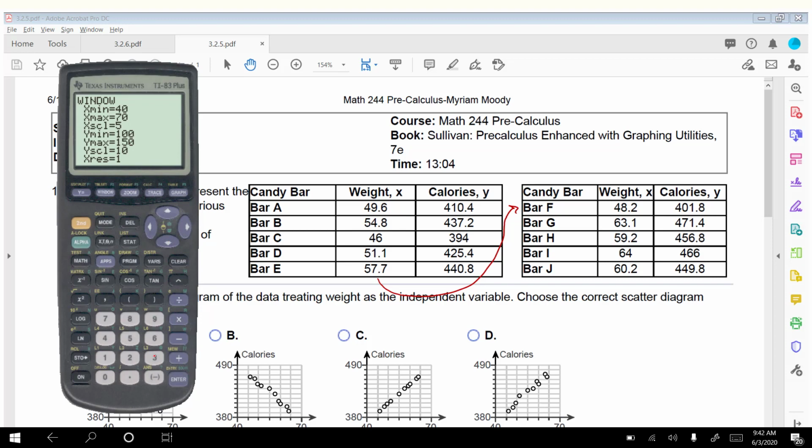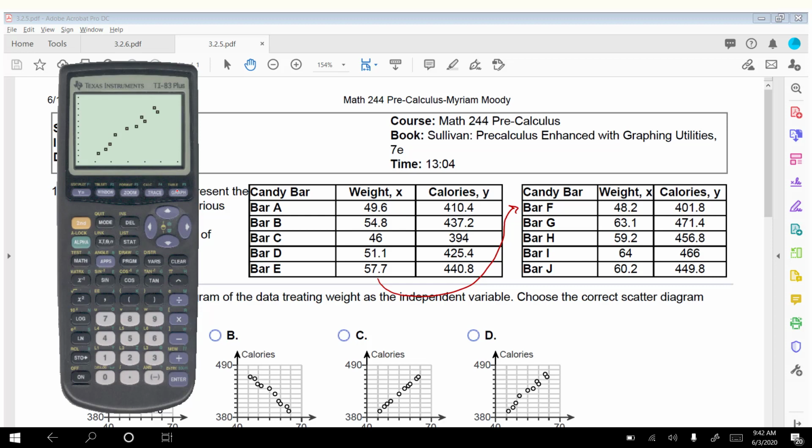Looks like the Y min is at 380. And it looks like the Y max is at 490. And let's see the scale. We have 1, 2, 3, 4, 5, 6, 7, 8, 9, 10, 11 in between. 110 spaces. Yeah, 10 is good. Okay, so let's graph.